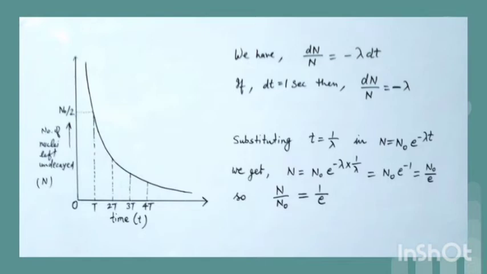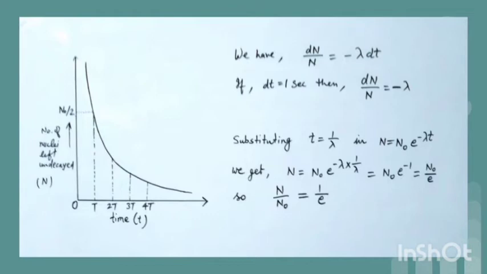Let us now consider the disintegration constant lambda. We have seen dN by N is equal to minus lambda dt. If dt is equal to 1 second, then dN by N is equal to minus lambda, and lambda may be defined as the relative number of nuclei decaying per second.